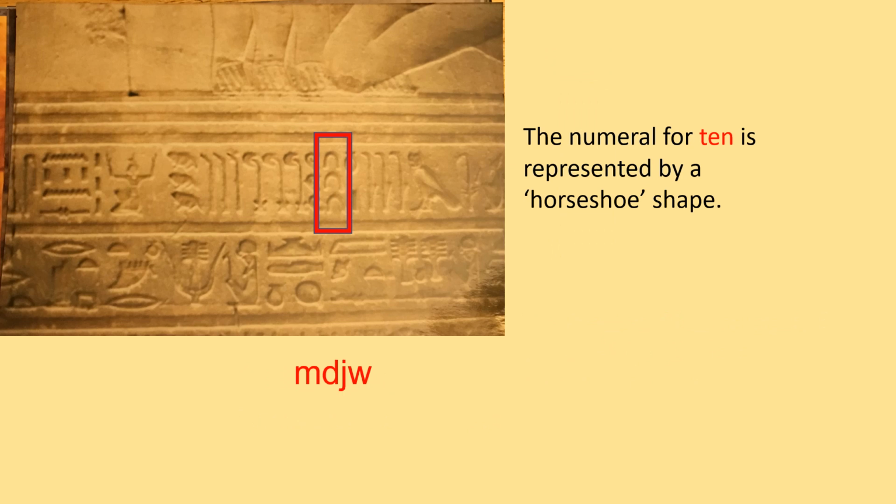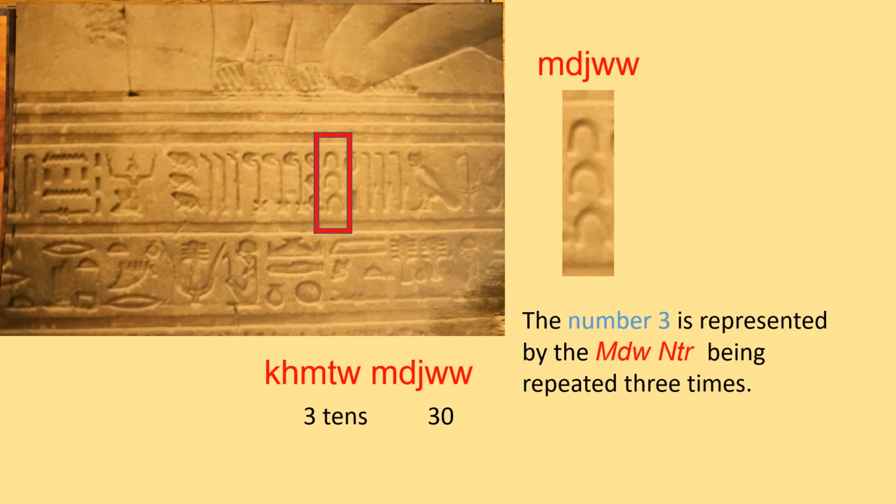And again, the numeral for 10 is represented by what is often called a horseshoe shape. I'm not sure if it is a horseshoe or a door handle. It is, again, Medju. And of course, if I have 3 Medju, that would be Kem2 Medju, 3 10s, or a 3 with a 0 in the ones place.